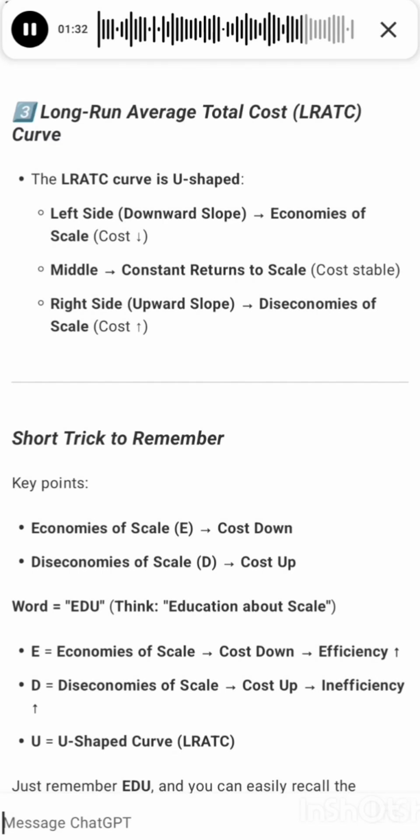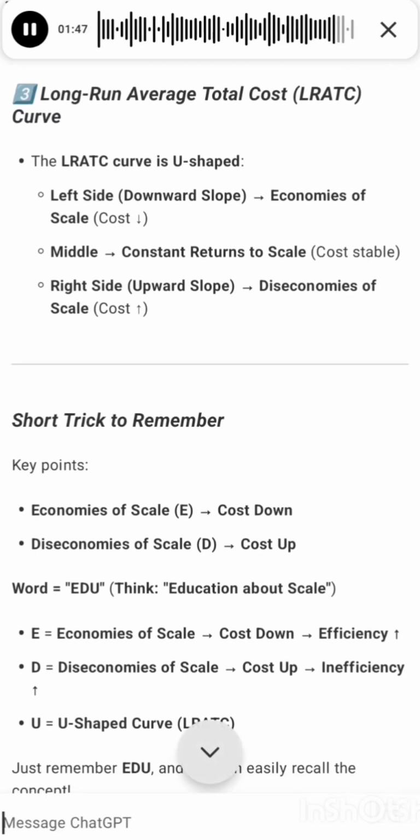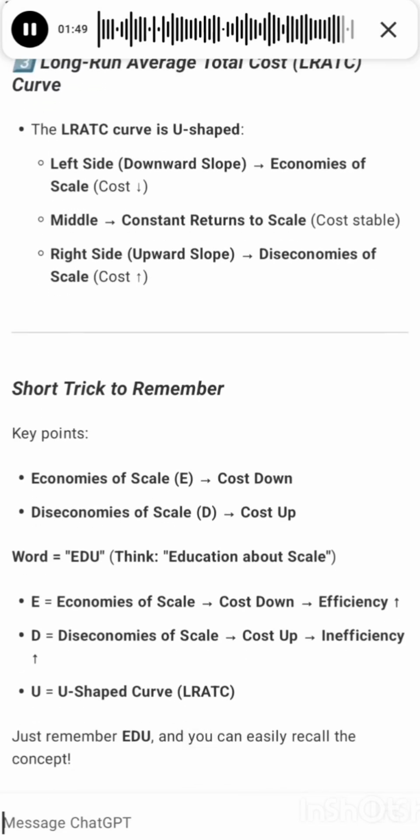Short trick to remember. Key points, economies of scale, E, cost down, diseconomies of scale, D, cost up. Word equals EDU. Think education about scale. E equals economies of scale, cost down, efficiency. D, diseconomies of scale, cost up, inefficiency. U, U-shaped curve. Just remember EDU and you can easily recall the concept.